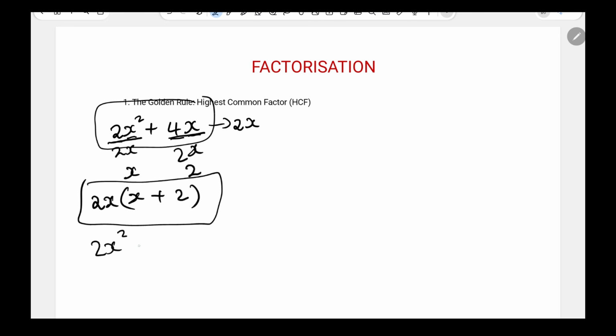2x squared plus 4x. Your answer is 2x in brackets, x plus 2, when you factorize. First of all, you look for the highest common factor, then you pull it out.